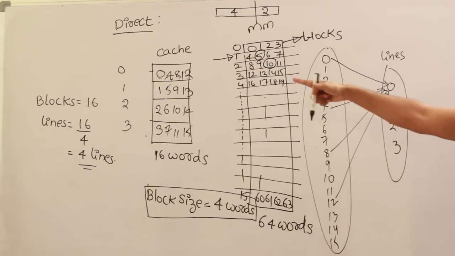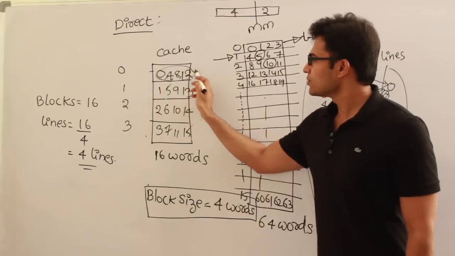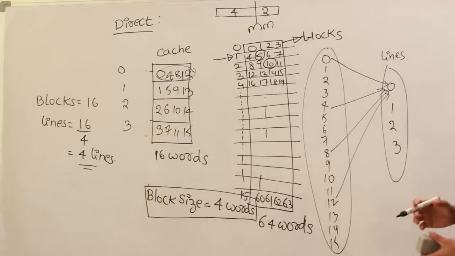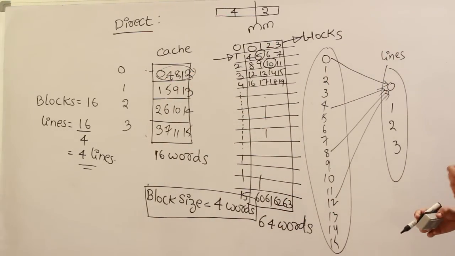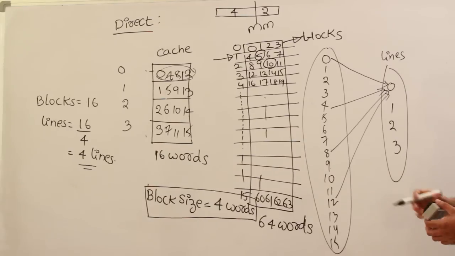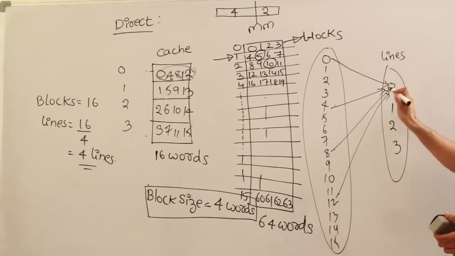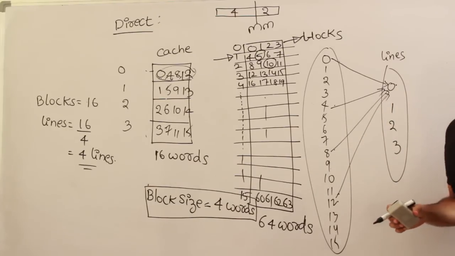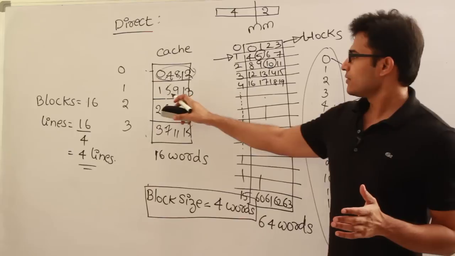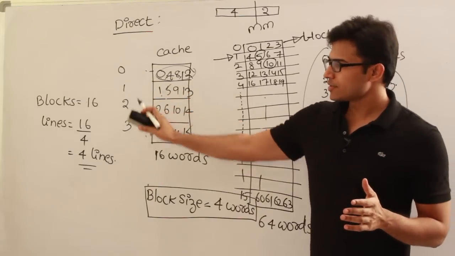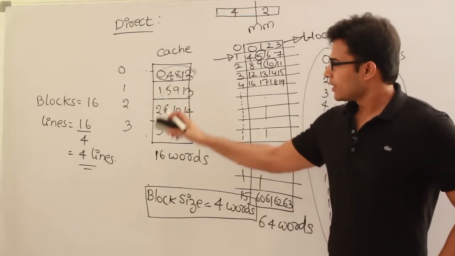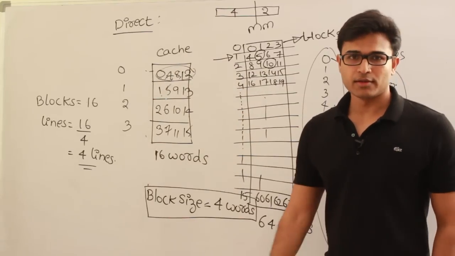Like that, you can see that mapping, which means all these are mapped to line number 0. So what I really mean to say is, if you ever want to get either 0 or 4 or 8 or 12, they should always be placed in line number 0, nowhere else, right? And similarly, 1, 5, 9, 13 should always be placed in line number 1. Like that, I have distributed it in a round robin manner, right?